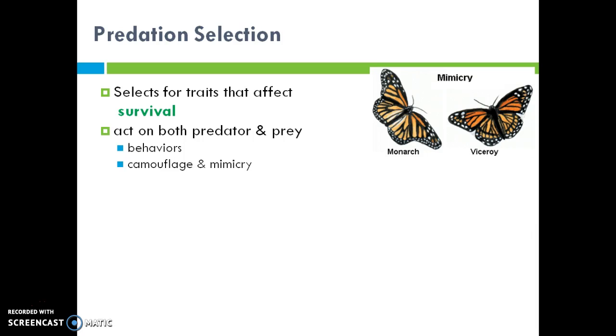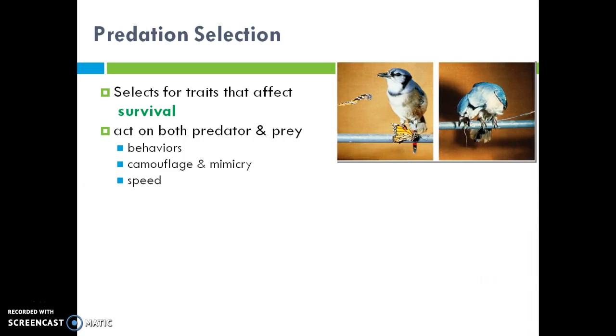So the viceroy has actually co-evolved with the monarch to look like the monarch because it's like, hey, I look like that guy over there and I'm not getting eaten. That's great. And so therefore they survive and they pass on their traits. Even though they're not toxic or poisonous, they look enough like the monarch that the predators will second guess.